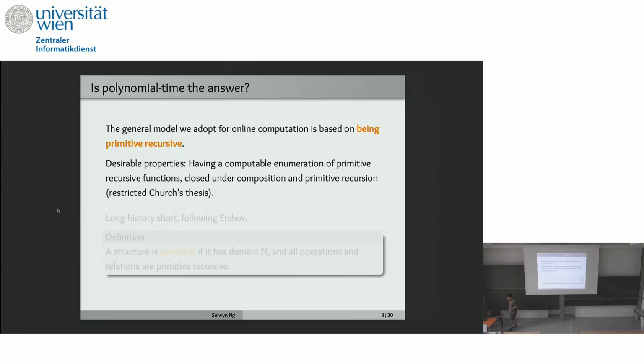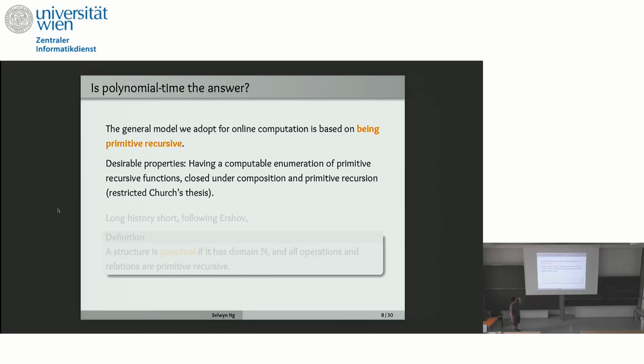And here the model that we adopt is based on using a primitive recursive algorithm. So that's the first model of computation we're going to look at. Here, of course, there are some nice properties. If you look at primitive recursive algorithms, there is a computable enumeration. First of all, the cleanest T predicate is primitive recursive. This is a big step because it allows us to enumerate all primitive recursive functions in a computable way.